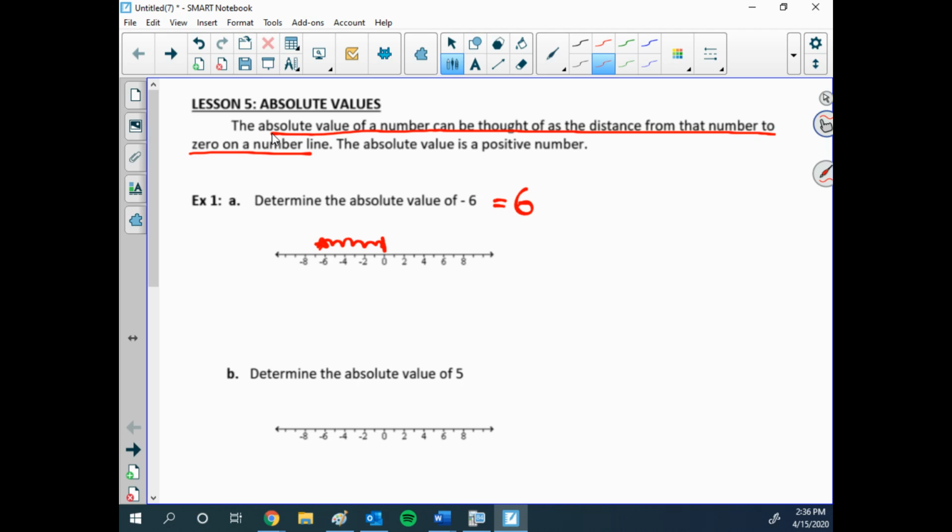Then let's say here's 5. How far away is that from 0? Well, it's 1, 2, 3, 4, 5. So the absolute value of 5 is 5.